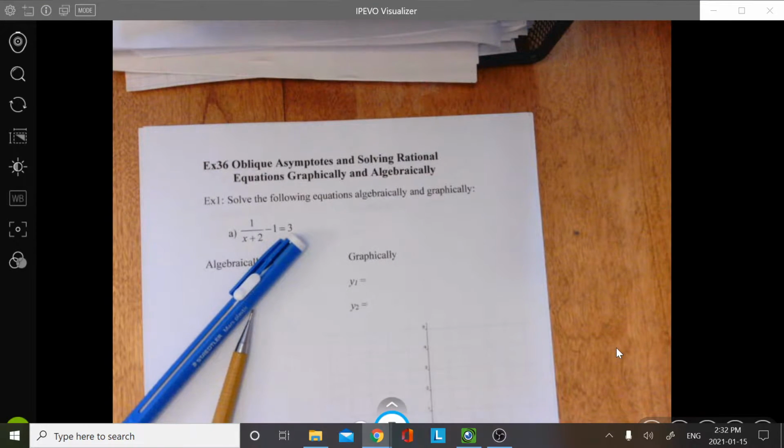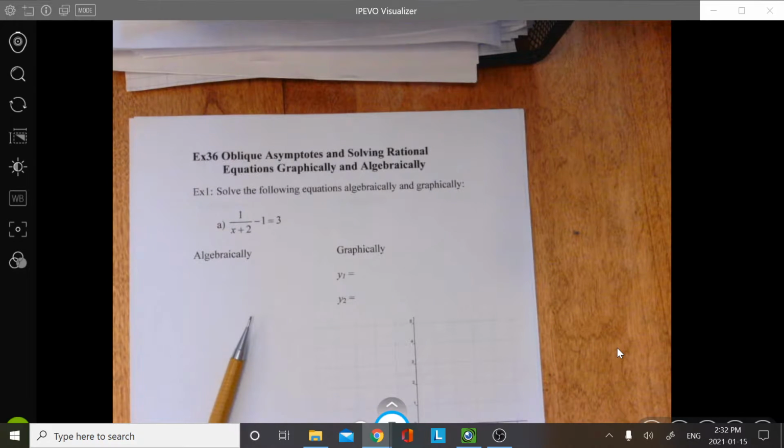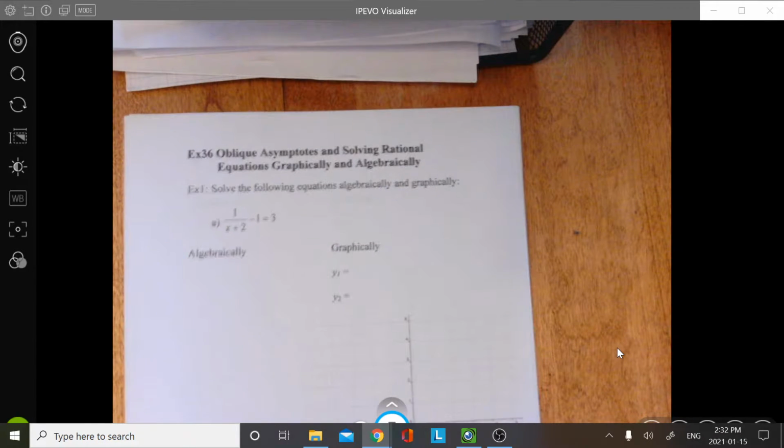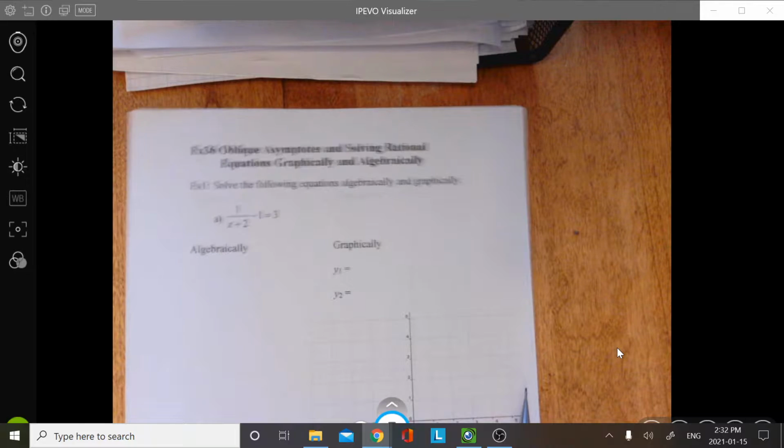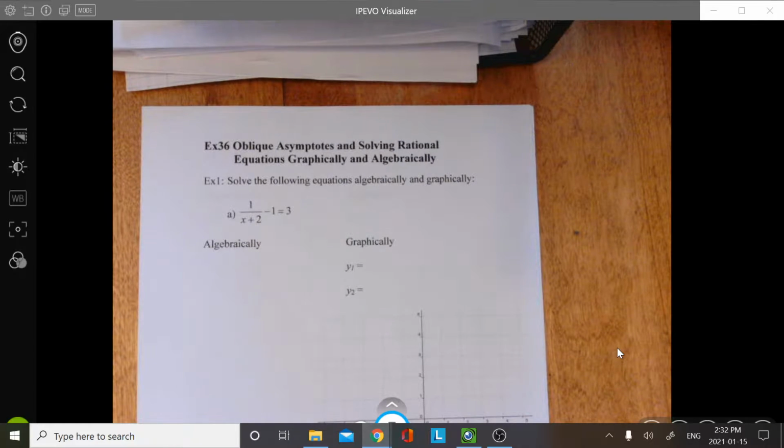Okay, so today, this is the video for lesson 36, exercise 36, oblique asymptotes, and then solving equations graphically and algebraically. So let's start with the examples here.